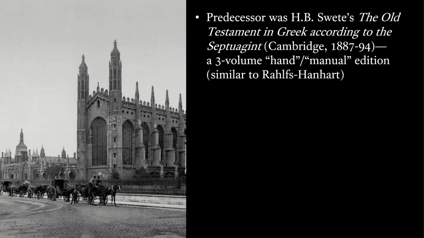And it was a 3-volume hand or manual edition. What that means is that it's fairly limited in its textual apparatus. It was meant to be more a day-to-day driver, if you will. In a lot of ways, you can think of it as the equivalent to the Rahlfs edition, or now the Rahlfs-Hanhart edition, to the extent that the Rahlfs edition is the short version of the Göttingen edition, and really was its predecessor. The same thing is true for Sweet's edition. It becomes really the basis for the larger one as well.